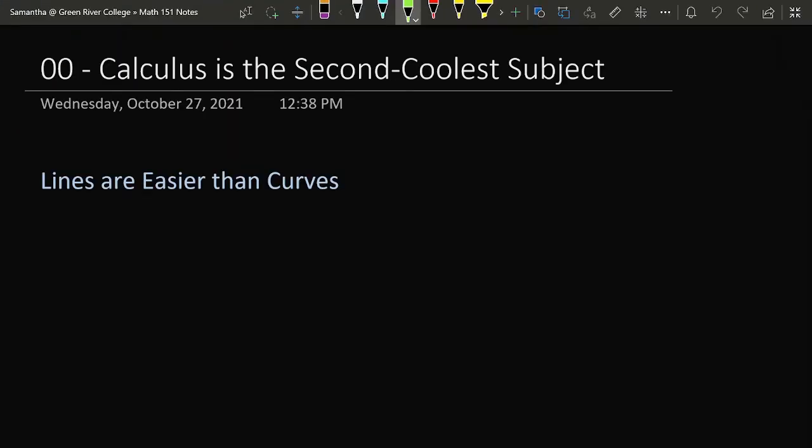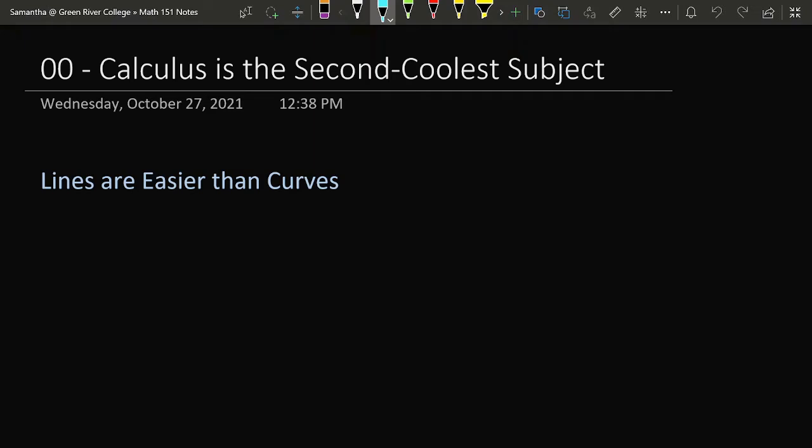Welcome to Calculus 1, folks, and I'm so excited for you to get started in this class because in my opinion, calculus is the second coolest subject of all. Calculus is incredibly useful, more useful in my opinion than pre-calculus could ever be, except for a few things maybe in trigonometry.